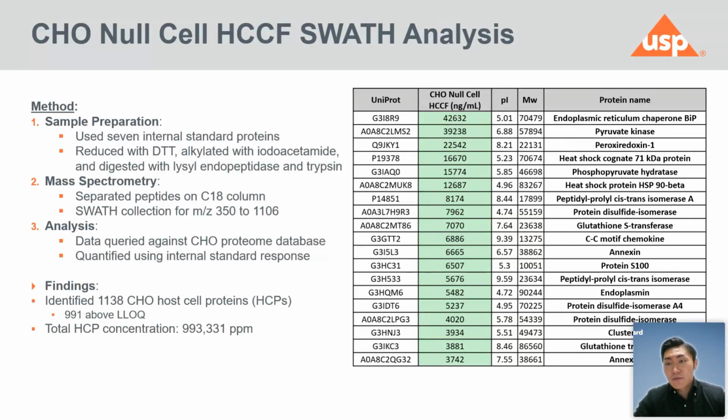problematic HCPs. Some of them, it doesn't come as a shock that we have identified them, such as glutathione S-transferase, protein disulfide isomerase, heat shock protein HSP90 beta, and also pyruvate kinase, peroxiredoxin 1. These are very problematic host cell proteins. And if you want to find out more information about them, BioPhorum has also a very well published database that you can cross-reference these problematic host cell proteins against.